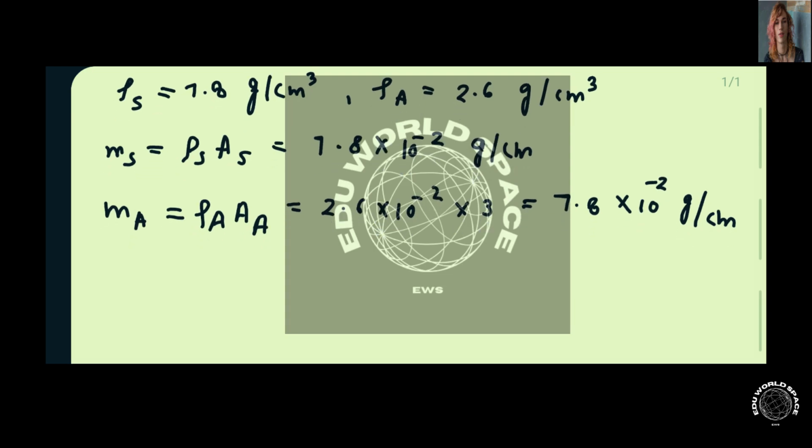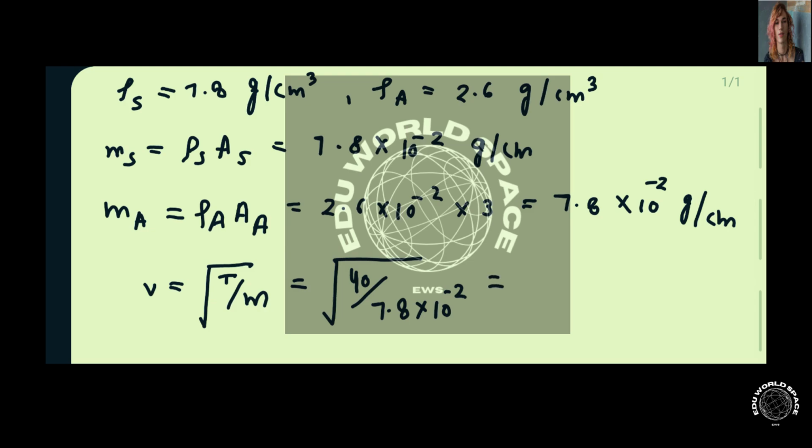Right, so a node is always placed in the joint, and since aluminium and steel wire have the same mass per unit length, the velocity of the wave in both of them is the same. So we can find the velocity of the wave, that would be equal to square root of T by m, where T is the tension, and we can substitute the value of the tension, that is 40 newtons, divided by the mass per unit length, which is the same for both the wires. So this would be equal to 500 by 7.